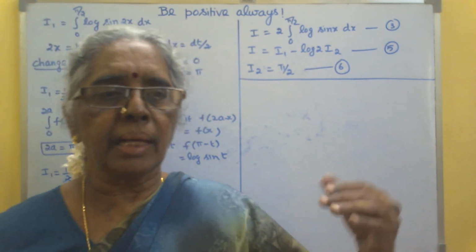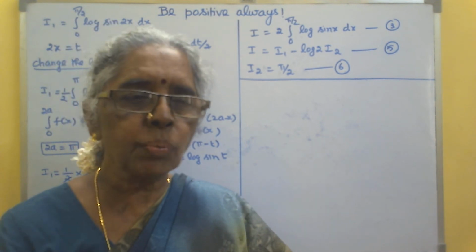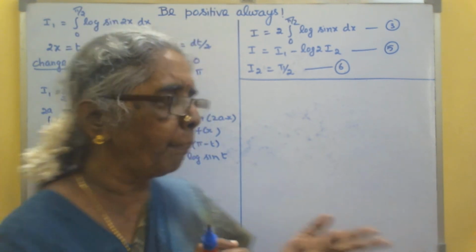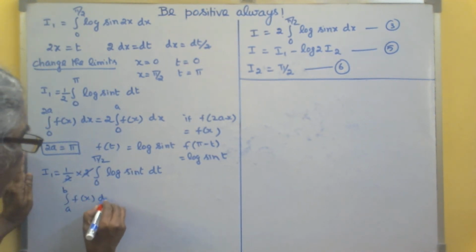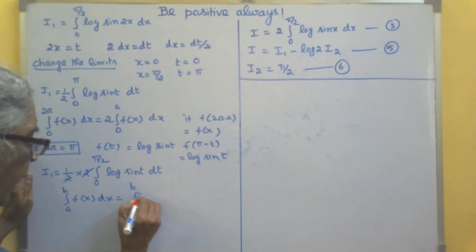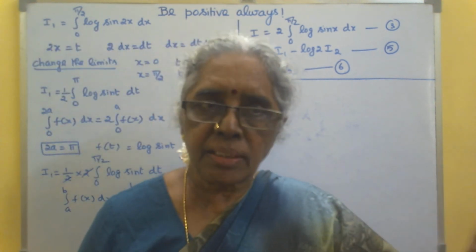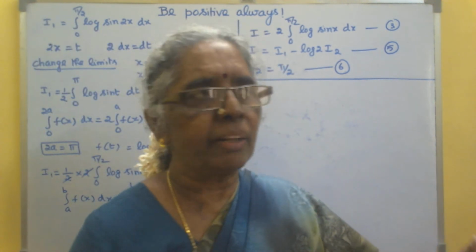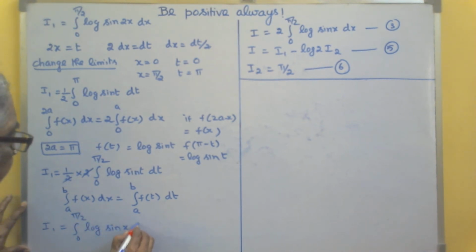Here you can notice the limit is 0 to pi by 2. Only the variable is t instead of x. You know there is one property, the change of variable property. What is that property? Integral a to b f of x dx will be equal to integral a to b f of t dt. That is, the limits will be same, the function will be same, only the variable will be different. So this I am going to make use of. So here I can write now my I1 is integral 0 to pi by 2 log sine x dx. The variable from t I am changing into x now.